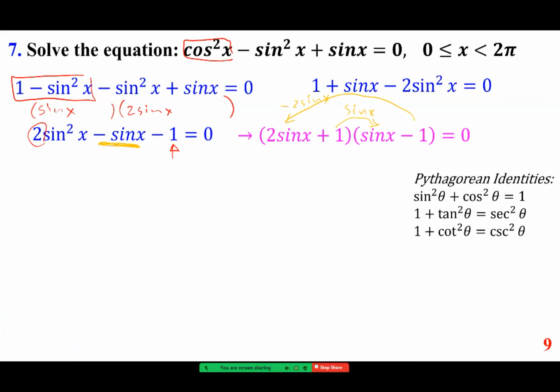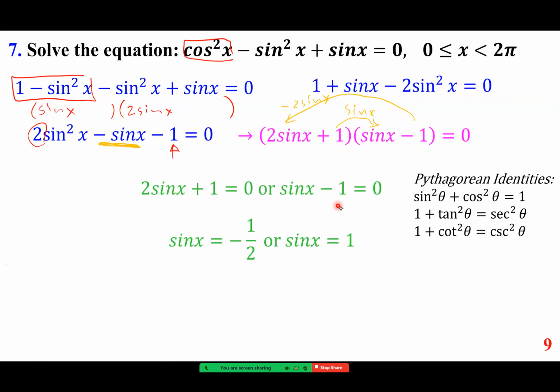Therefore, either this one is 0 or this one is 0. If this is 0, sine x is -1/2. If this is 0, sine x is +1. Now, again, I want to remind you of the reference arc. If sine x is 1/2, it gives rise to the reference arc of pi over 6.